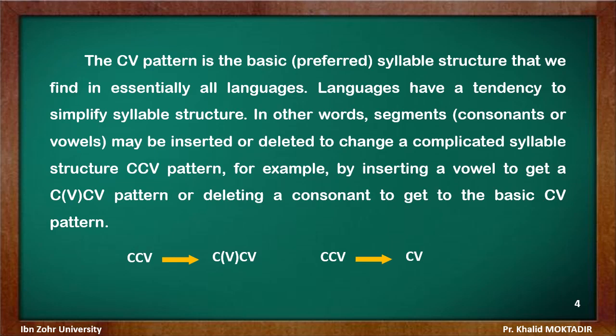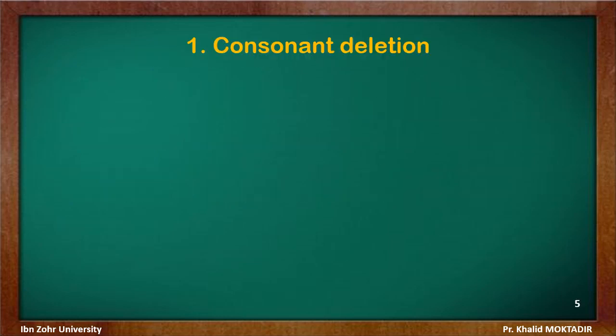In other words, segments, consonants or vowels, may be inserted or deleted to change a complicated syllable structure, for example, CCV or VCC, etc., by inserting a vowel to get a CVCV pattern, or deleting a consonant to get to the basic CV pattern. In other words, in all cases, the aim is to reach the basic syllable pattern.